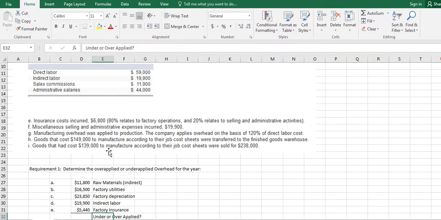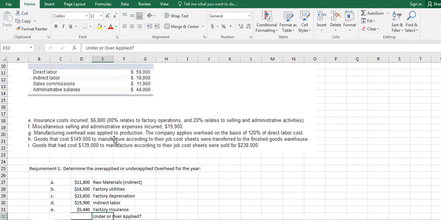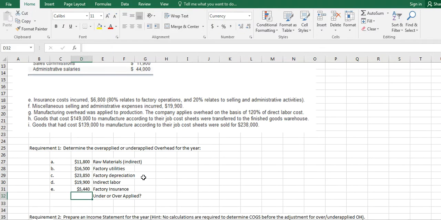F has to do with selling and administration, so it doesn't relate to this question. G is just a point about how much they had allocated, so nothing additional allocated in G. H and I have to do with the cost of goods, so neither of those has to do with indirect cost. So we have now identified all of the indirect costs that were allocated, so we can sum those up. We have $77,490 that was allocated.